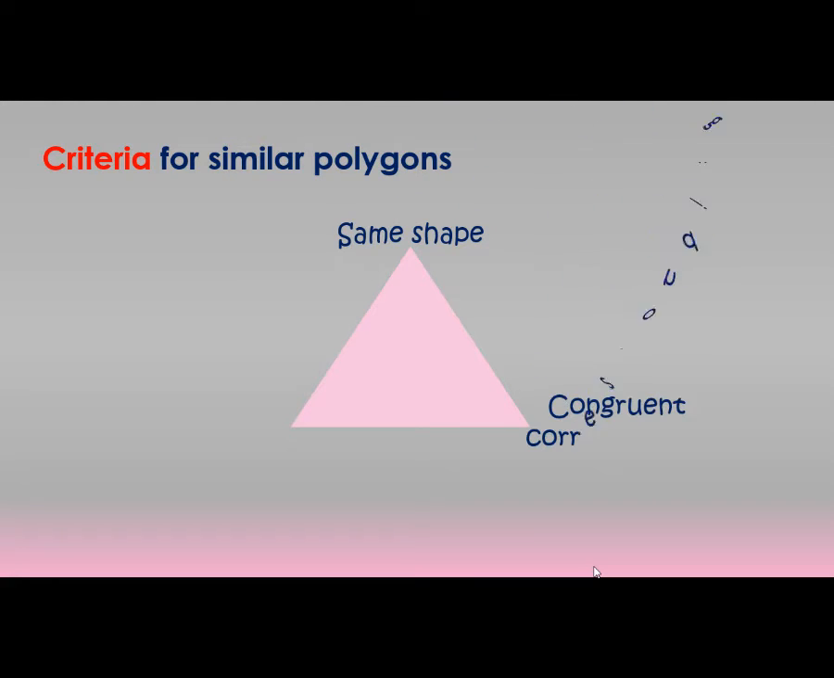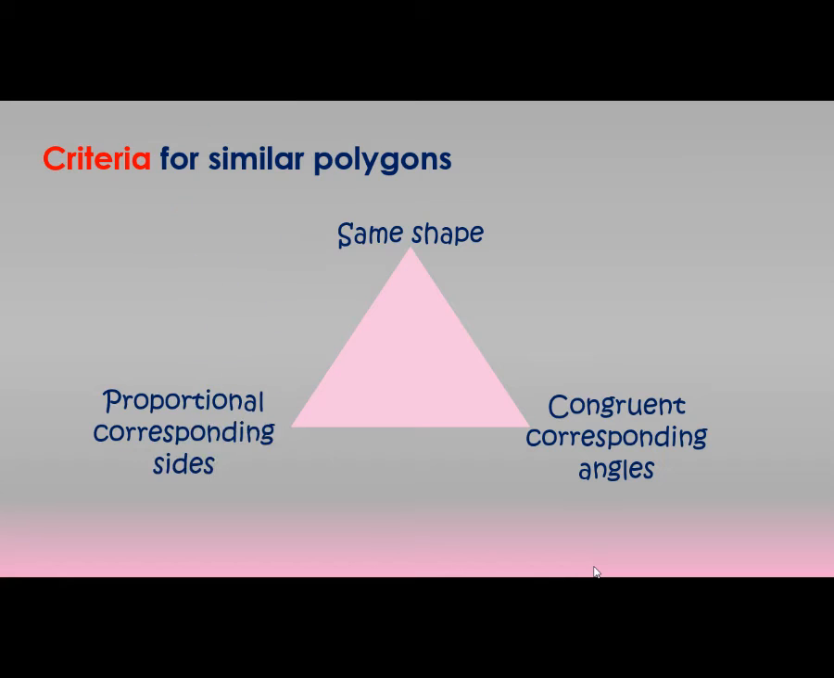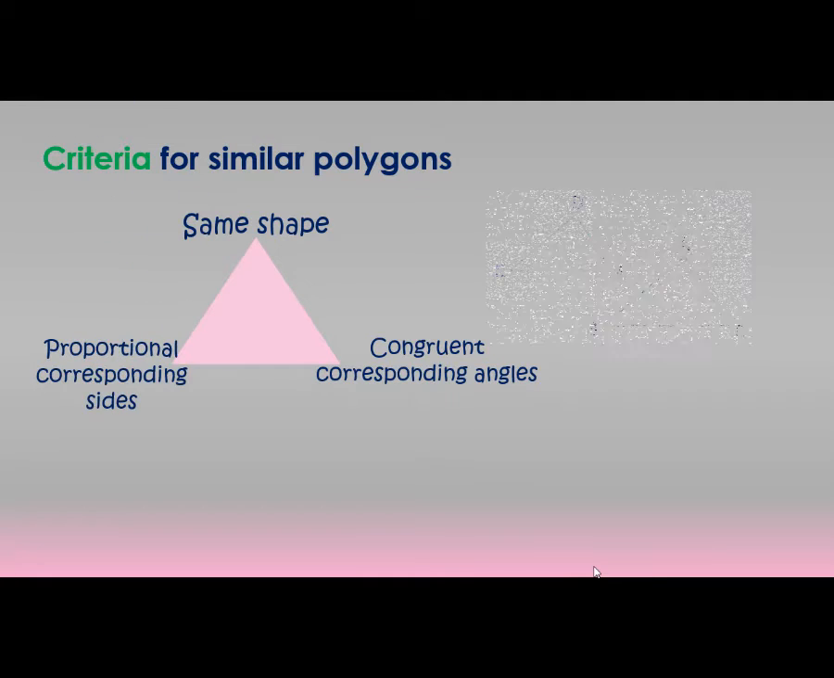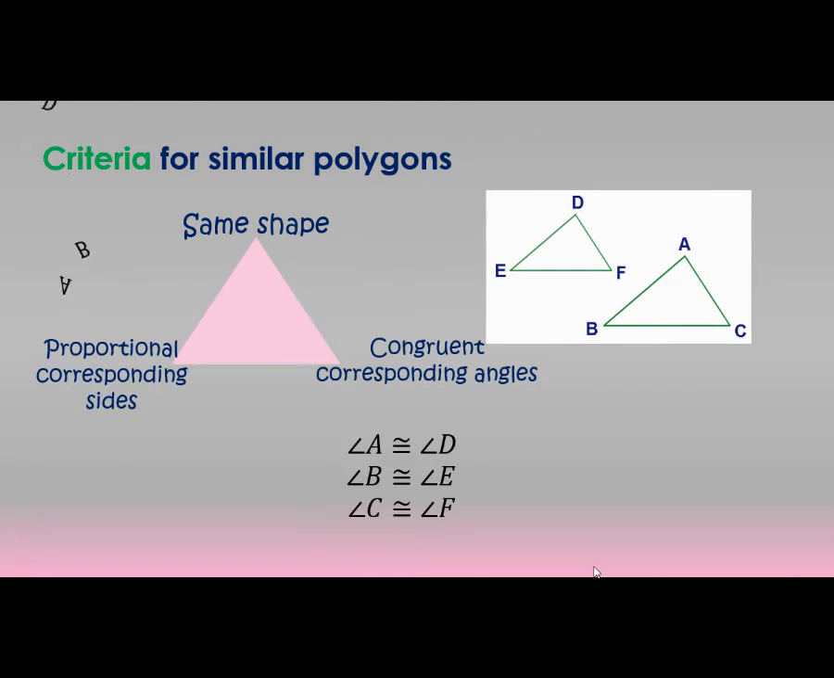Now, what are the criteria? First one is same shape. Second one is the sides are proportional, and the third one is congruent corresponding angles. The corresponding angles must be of the same measure, but when it comes to sides, they need not be equal, but they have to be proportional. When it comes to similar polygons, instead of triangles, if I take maybe a quadrilateral, a pentagon, a hexagon, and so on, of course, when it comes to triangles, yes, the sides should be proportional and the angles should be equal.